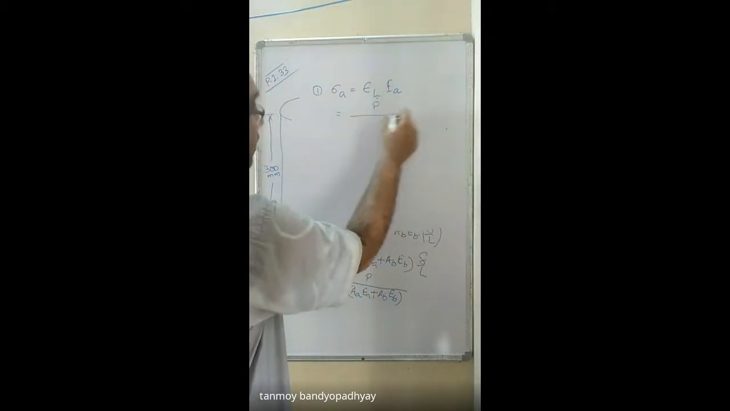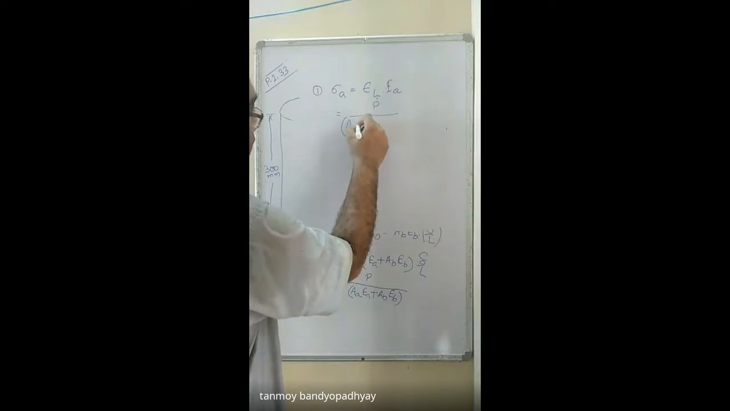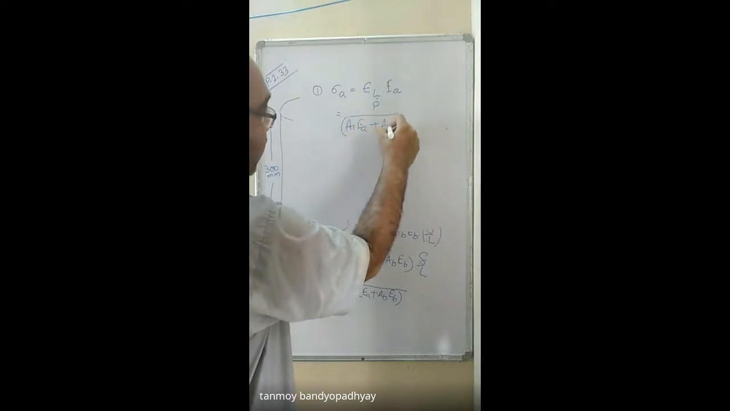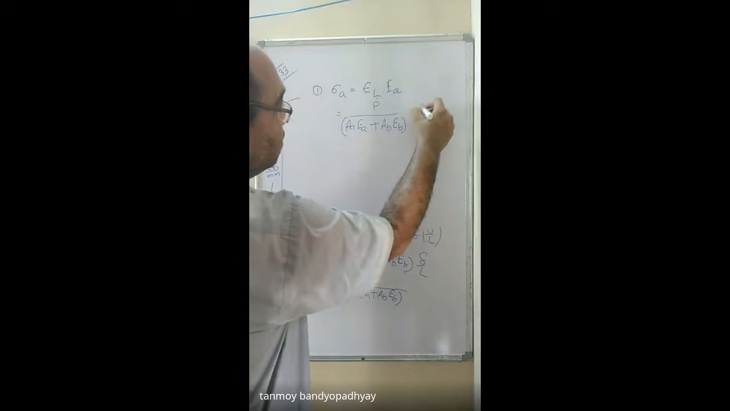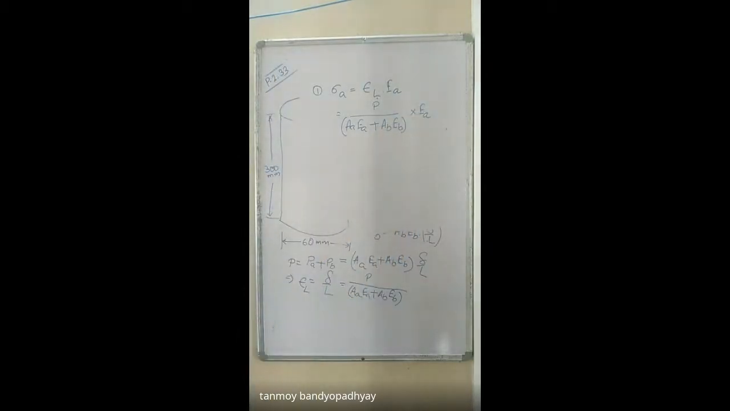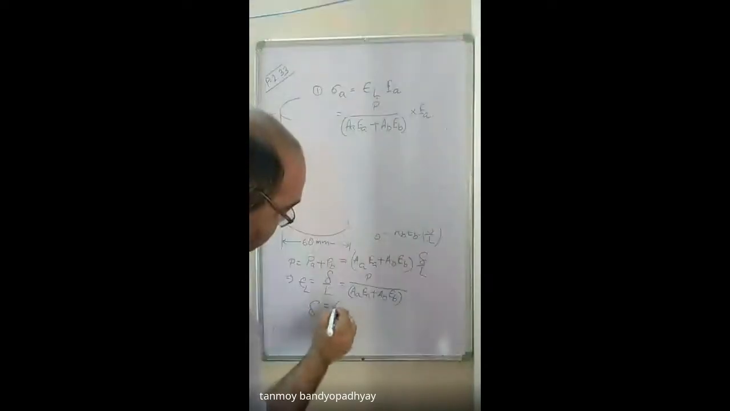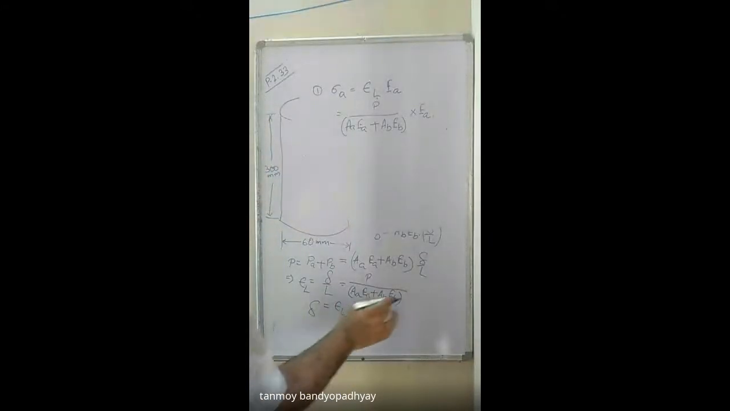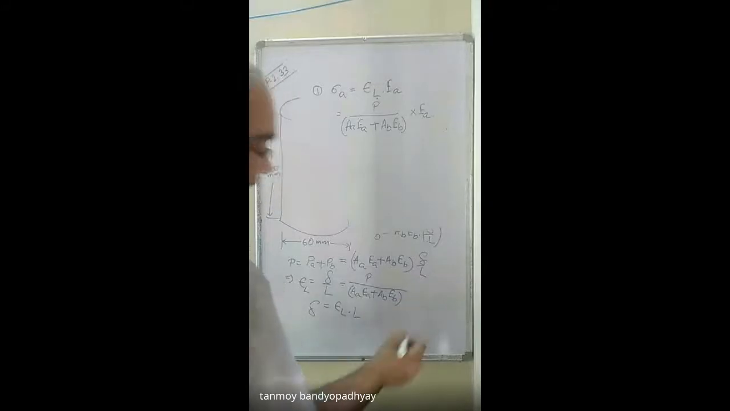So P divided by AAEA plus ABEB into EA. So just calculate this, you will be getting the value. And the corresponding deflection, so the entire thing you have to calculate. So deflection টা এখান থেকে বেরিয়ে যাবে. So from here you can calculate the entire deflection, which is epsilon L into length. So once you get epsilon L, just multiply it by length, you will be getting the deflection. So just করো এটা, just do this problem.